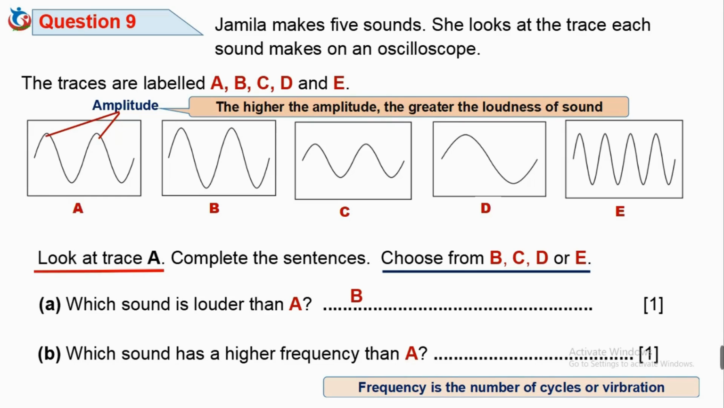The green line is one frequency and the blue line is also one frequency. So trace A has two frequencies. The frequency for trace B and trace C are also 2. Trace D is one frequency and trace E has 4 frequencies. So the sound with a higher frequency than A is trace E.